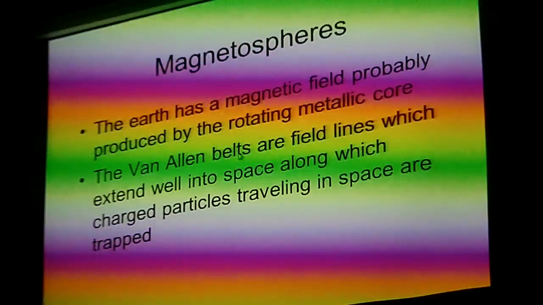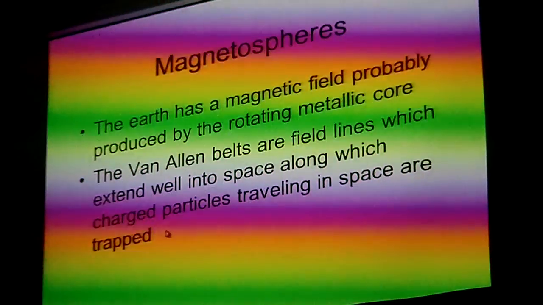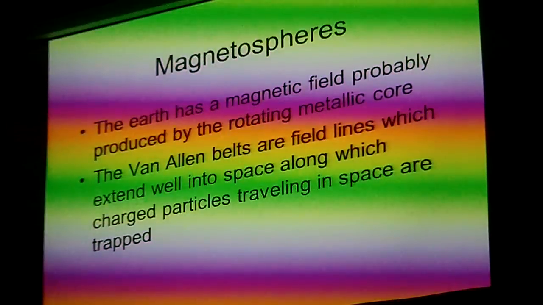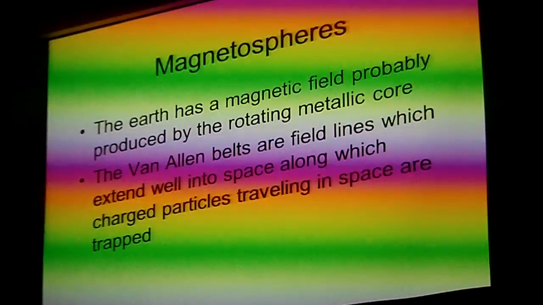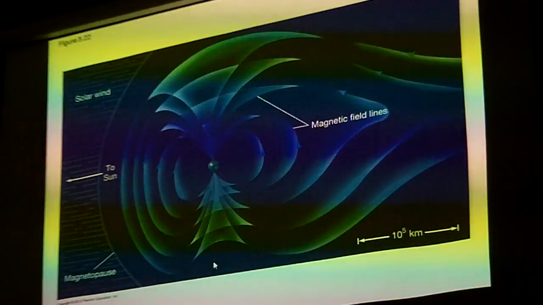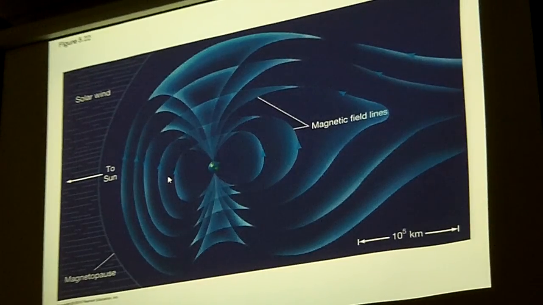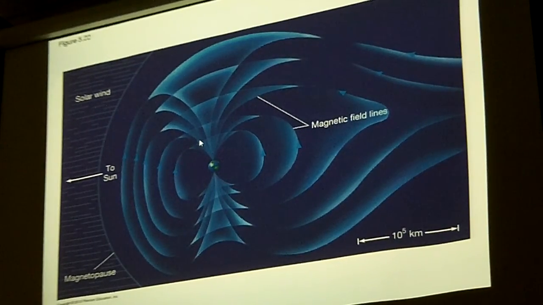The Van Allen belts are field lines which extend into space, along which charged particles traveling in space are trapped. And this is a cool picture of what our magnetic field looks like. It extends way out from the Earth. And these little lines that you see here are magnetic field lines.